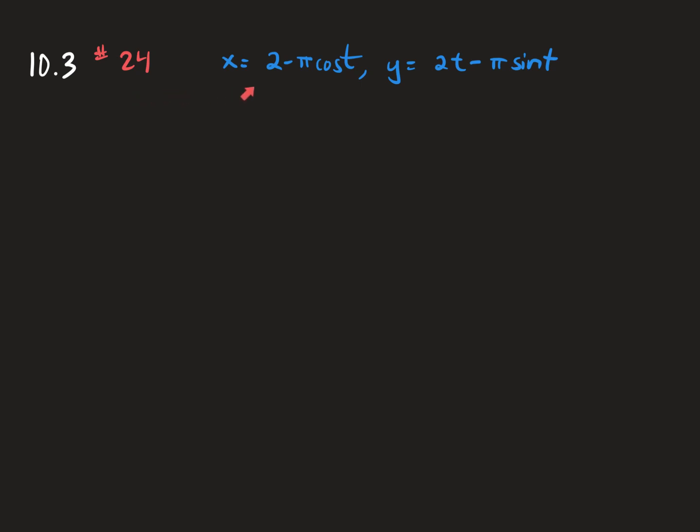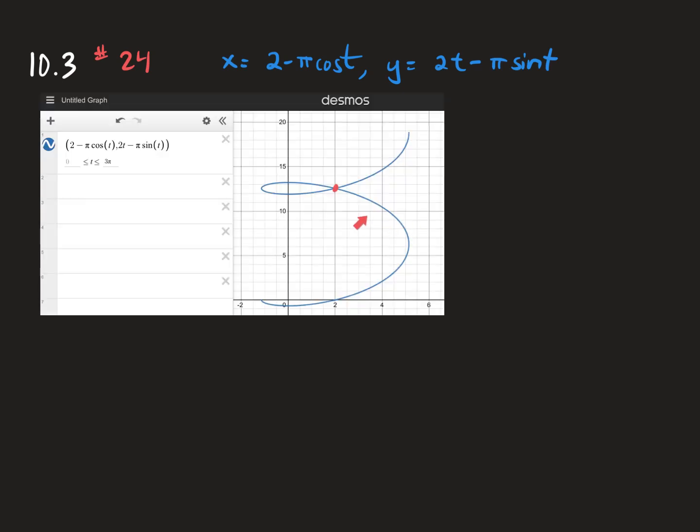In number 24, we're supposed to find the equations of the tangent lines at the point where this curve crosses itself. That's going to occur right there, which is 2 to the right and 12.5 up. I would expect you to use a calculator to find that. Just like the example on page 708, example 3, there wasn't an algebraic way to find that.